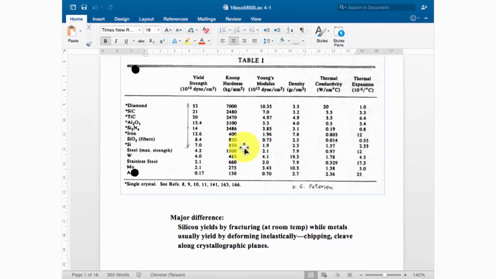It's not pretty high, but compared to steel, it's only half as hard as steel. So silicon is a little bit softer, not as hard as steel. That's the second property. So the first property, silicon wins. Second property, steel wins. Now we consider the third one.